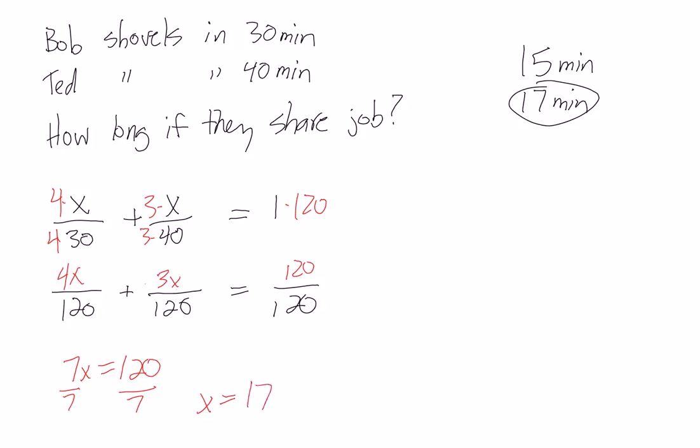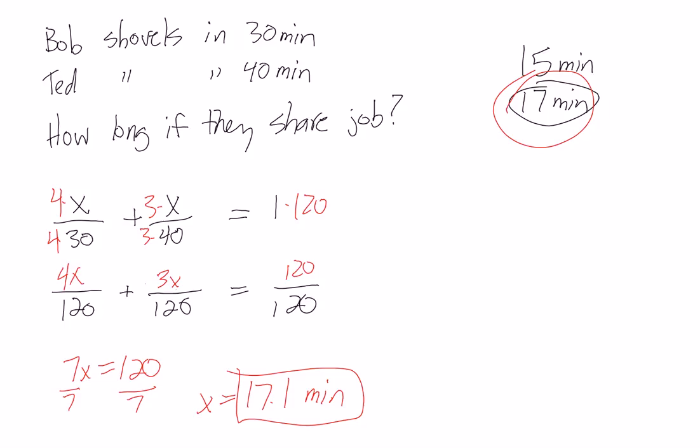which is 17.1 minutes. So you can see that our final answer is pretty close to what we estimated right at the start. One guy can do it in 30 minutes, so two people at the same rate would do it in 15. Because Ted's a little bit slower, it's going to take a little bit longer. So 17.1 minutes is the correct answer.